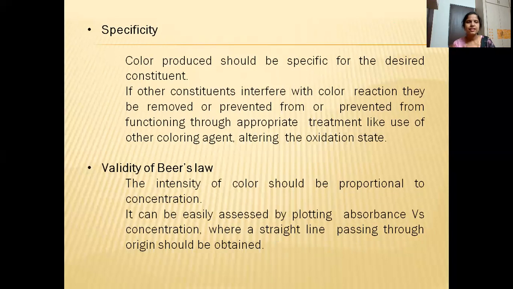Then you have to see whether it is following Beer's law, that is, the validity of Beer's law. By measuring the absorbance versus concentration, you have to get a calibration curve which is a straight line passing through the origin. So all these points we have to take care of while doing the colorimeter experiment.